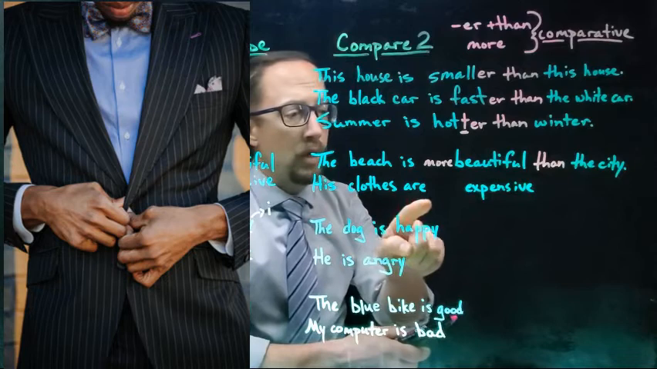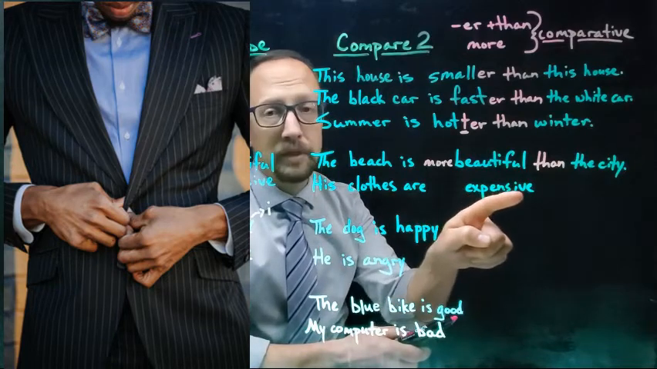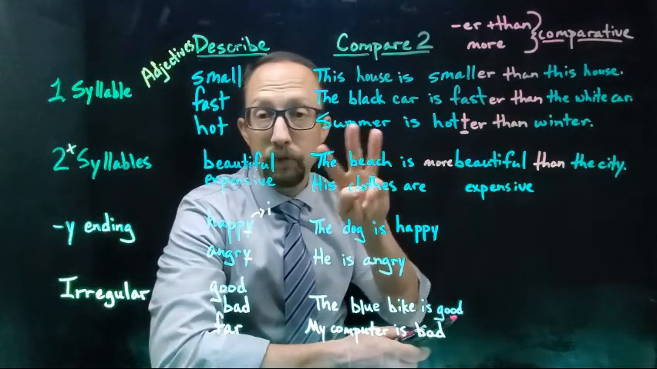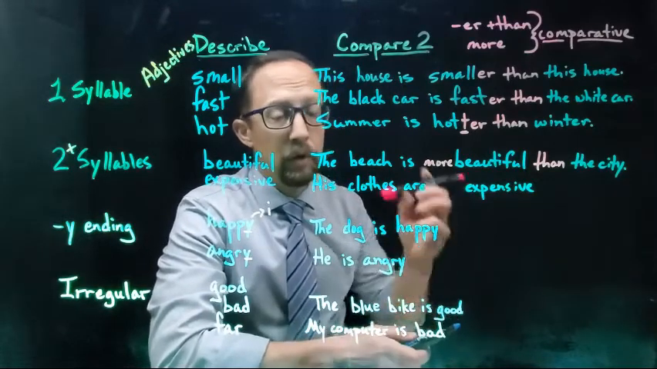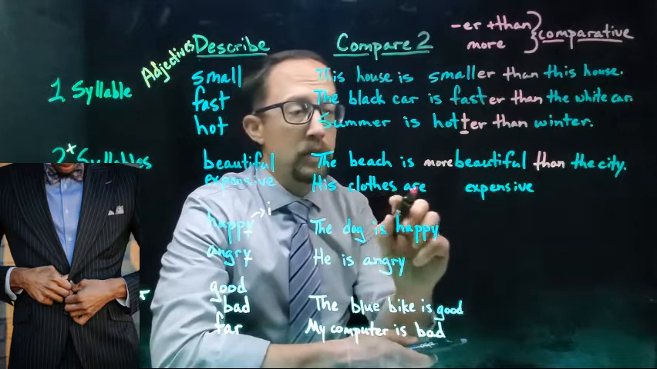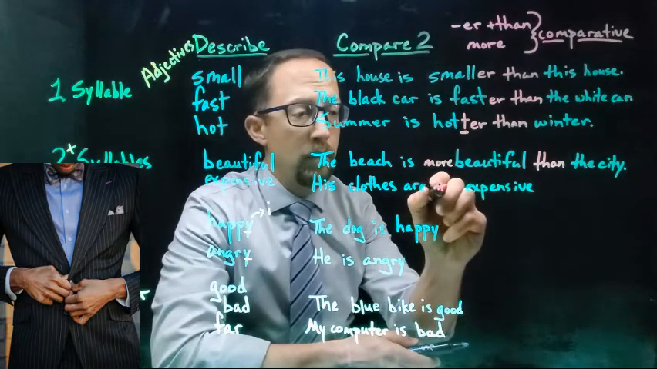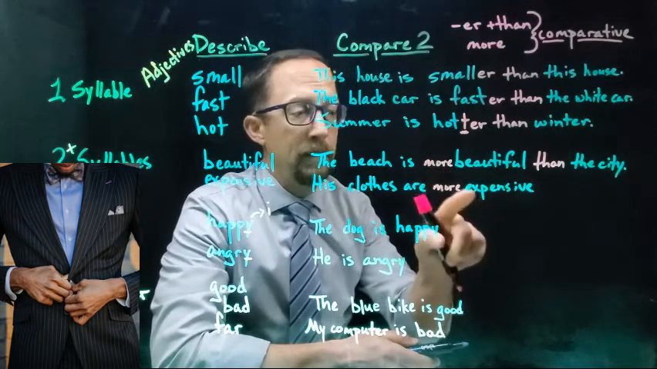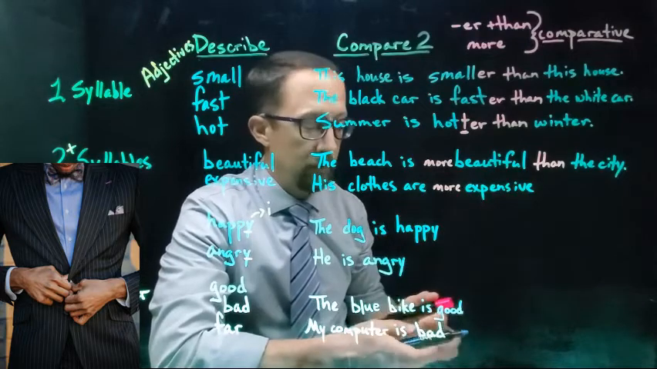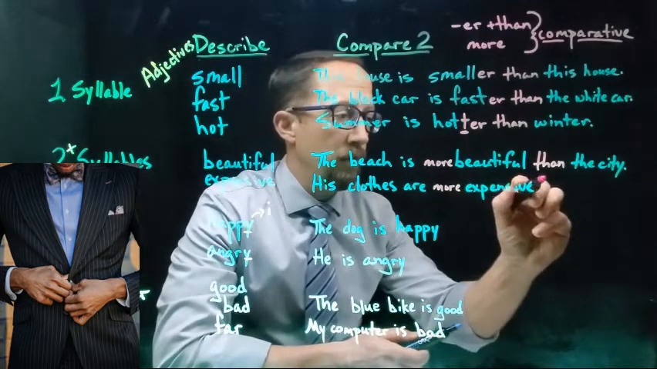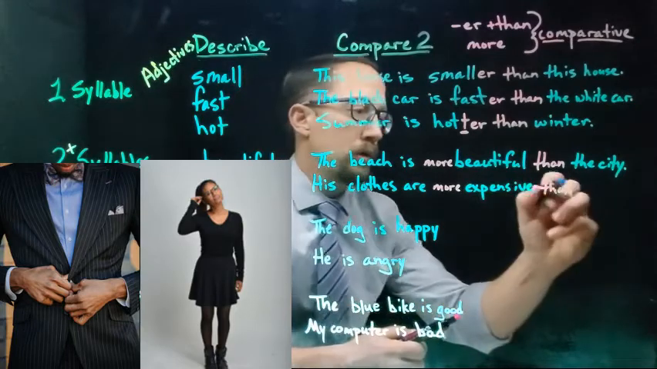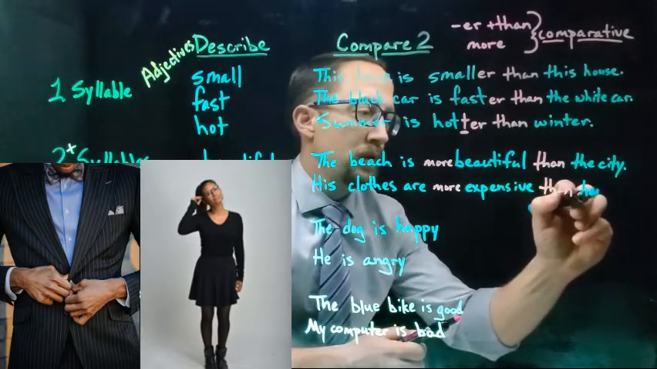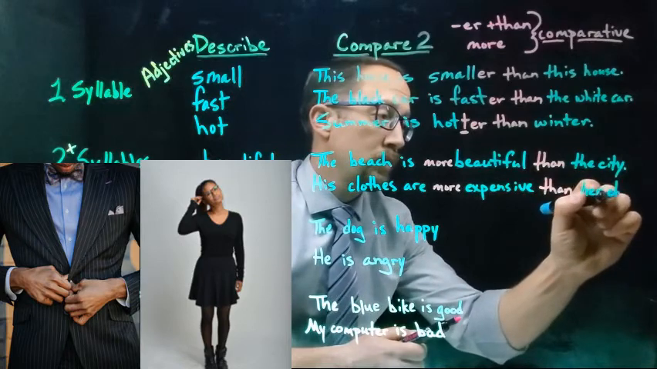His clothes are expensive. Three syllables, right? His clothes are expensive. We can say his clothes are more expensive than hers. Or you can say than her clothes.